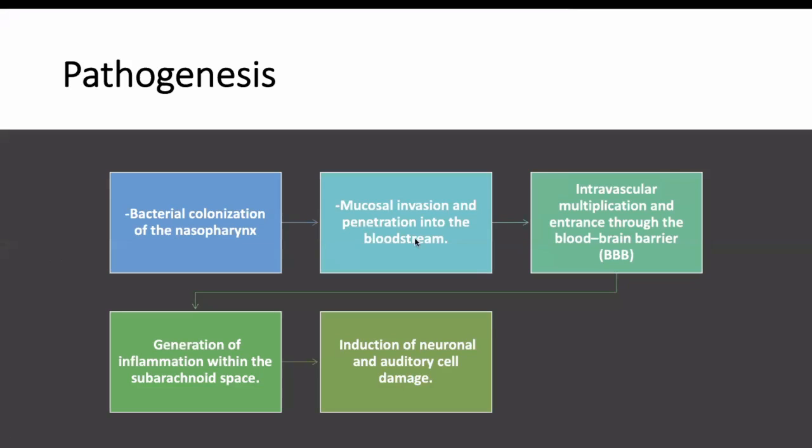So we mentioned that. So what's the pathogenesis? The commonest organisms of meningitis in healthy patients, or immune competent hosts, let's say, mostly come from the nasopharynx. So they will cause mucosal invasion and penetrate the bloodstream. They will enter through the blood-brain barrier, then generate inflammation within the subarachnoid space. And that will induce neural and auditory cell damage because of the nerve endings. So in meningitis, we need to prevent the infection from starting here before it reaches the nerve endings.